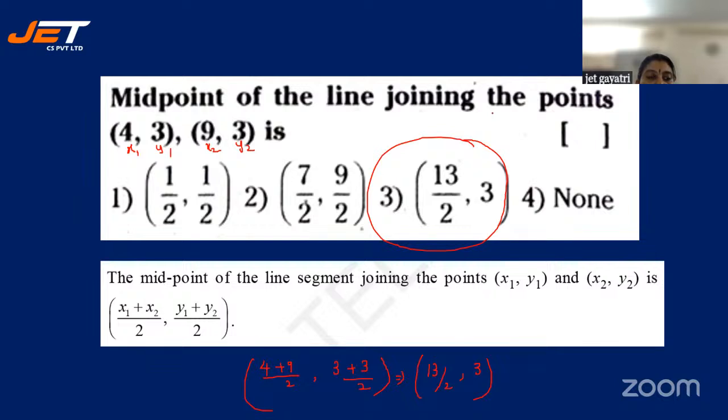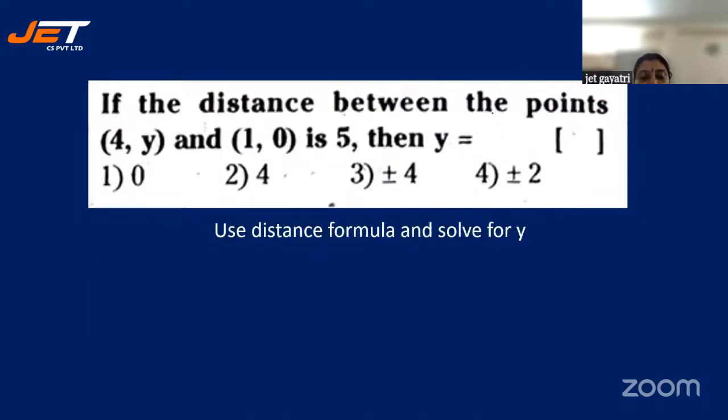So 13 comma 13 by 2 comma 3. Let me see how many of you are giving the option. Yes, Nitin says option 3, correct? All right, good, correct. With this, we are moving on to the next question.